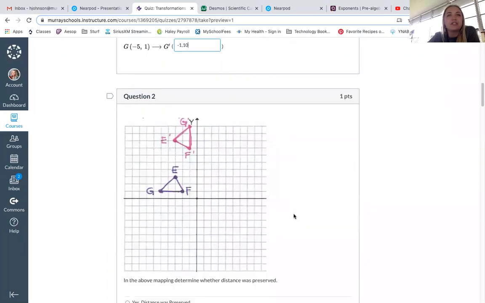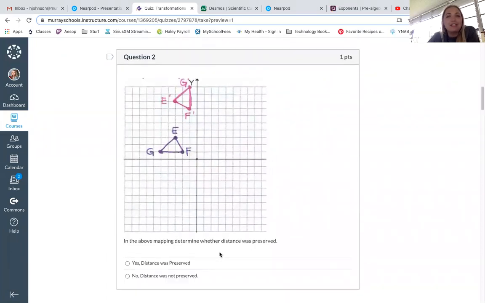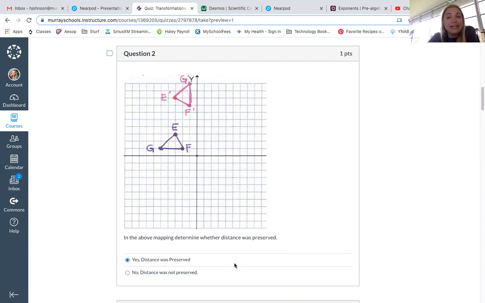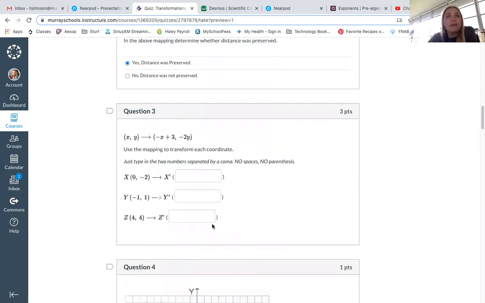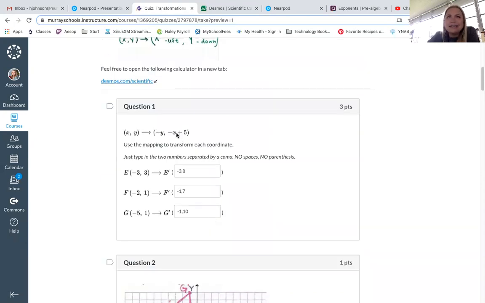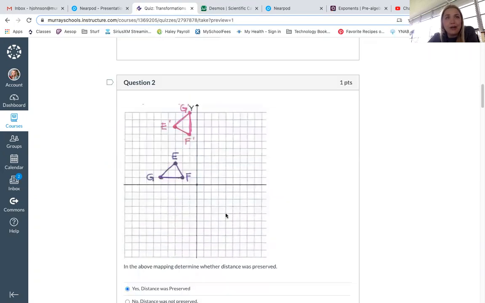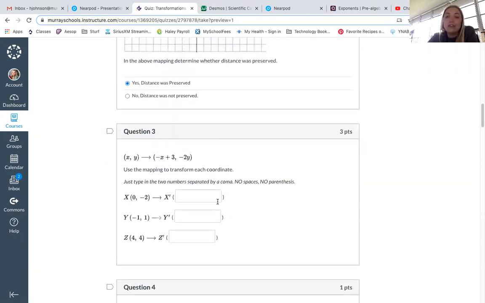Okay, let's go to question number 2. In the above mapping, determine whether distance was preserved. Are these the same size, same shape? If I look from G to F, there's 1, 2, 3 spaces, and from G prime to F prime, 1, 2, 3 spaces, and you can see these go the same slopes for both of these sides. So yes, distance was preserved. These are congruent images. I can tell that they are the same size and shape by looking at them. Okay, and we could also go back to here and say, I didn't multiply by non-1 numbers. I didn't make it larger by dilating anywhere in there, which we talked about in 8th grade, dilations.